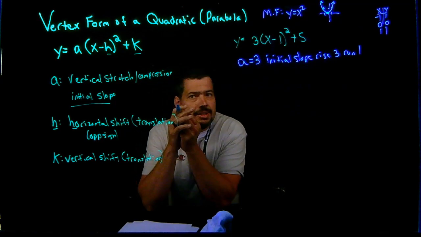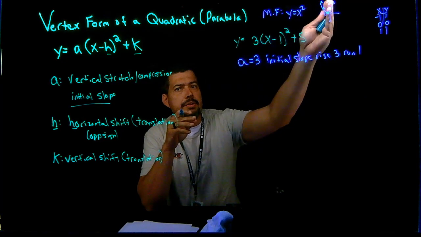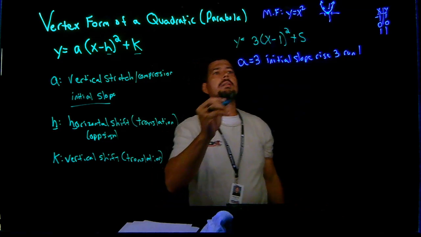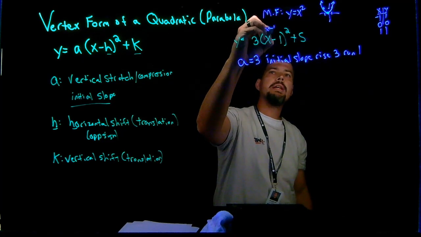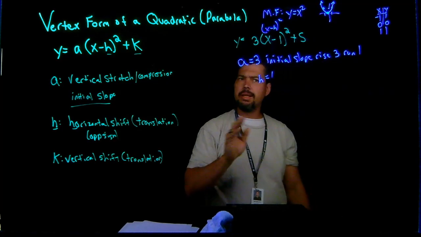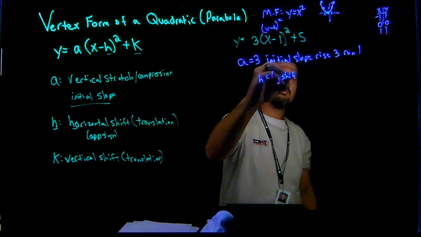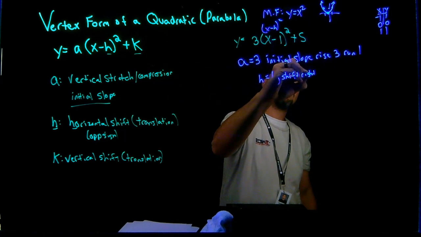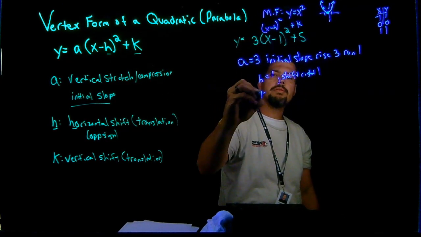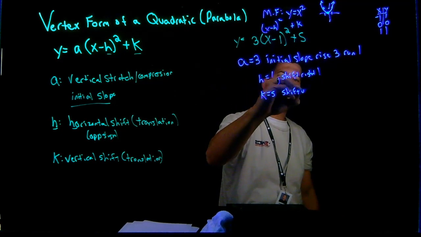So this one has an initial slope of 3, and it has to run left and rise 3, and it has to run right and rise 3. Now we talk about the translations that have happened. Remember, this is x minus h, line-up process. H is 1. It's not negative 1, it's positive 1. So we're going to shift right 1. We have the plus k. K is 5, which means we shift up 5.